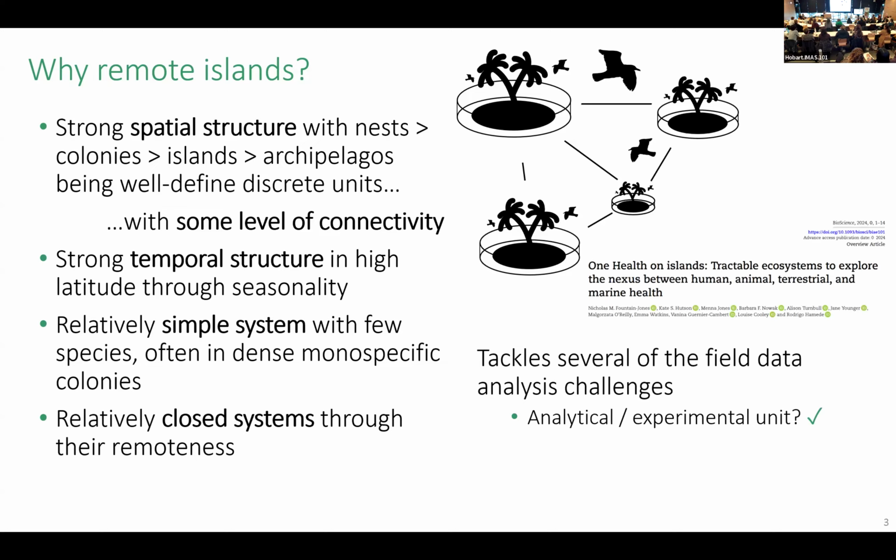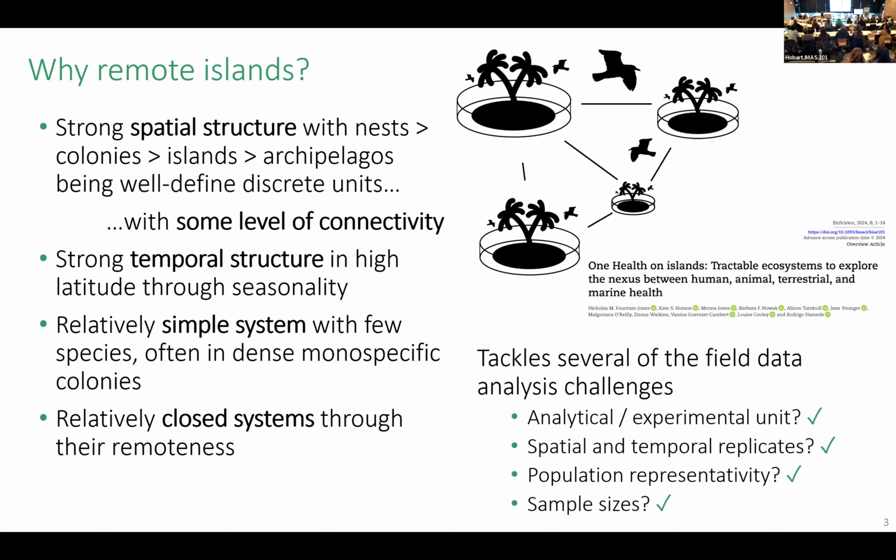So we have well-defined analytical or experimental units that can be our island or colonies or archipelago. We can use our different islands as spatial replicates or different seasons as temporal replicates. It's all defined for us by the way the islands are organized. It can also be easier to have a good population representativity because when we go on an island where we only have 5 species, we can easily cover all of those species, which can be trickier in more complex systems with more species coming in and out, for instance.